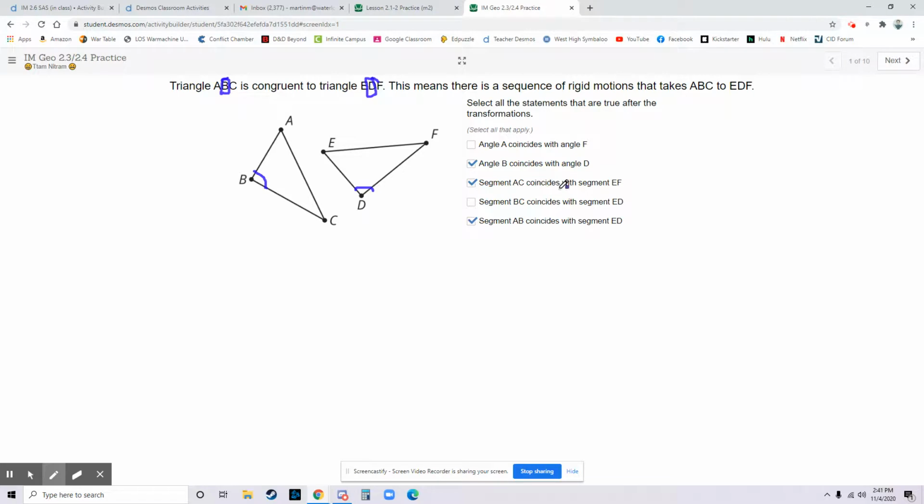Segment AC coincides with EF. Yeah, I think so. AC is to EF. Yep, first letter, last letter. First letter, last letter. That's good. And so on. I think I'm going to, for the sake of time, just move on to the next question.